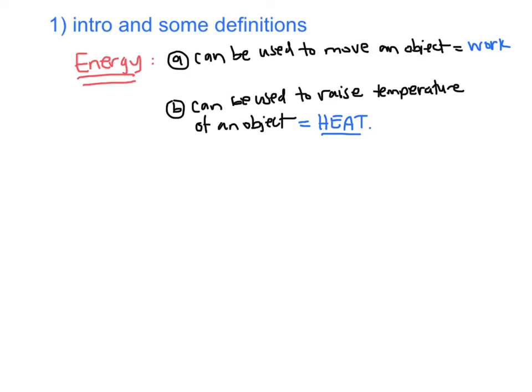We can also talk about how energy can be used to raise the temperature of an object or increase its heat. So there are a bunch of different kinds of energy. You have potential energy, kinetic energy, heat energy, light energy. And in this chapter, we're going to focus on heat. So that's the focus of this chapter.